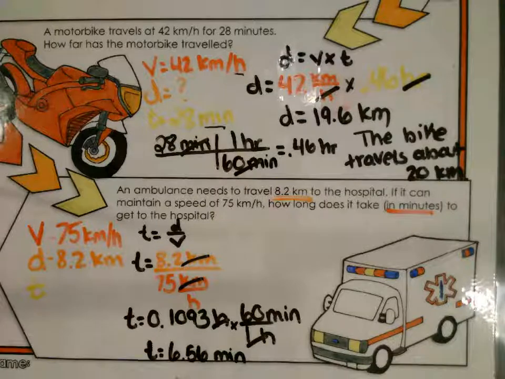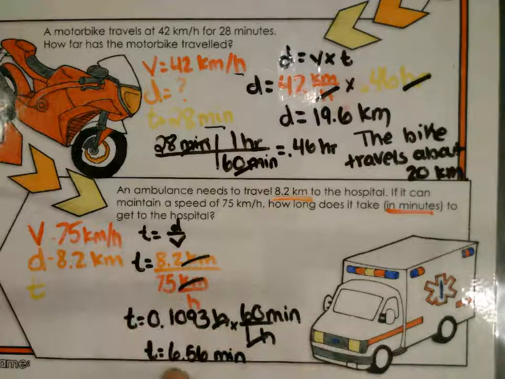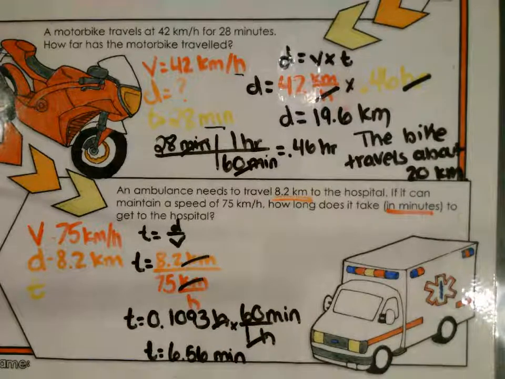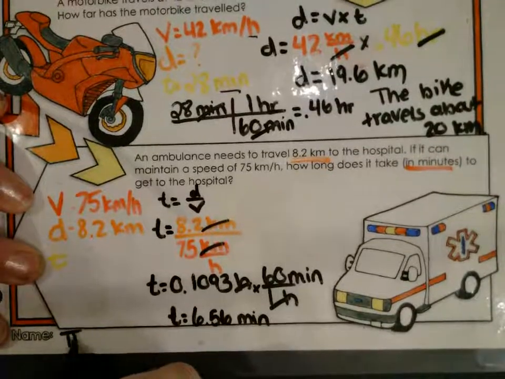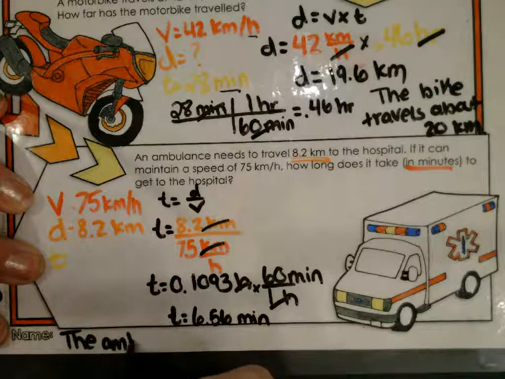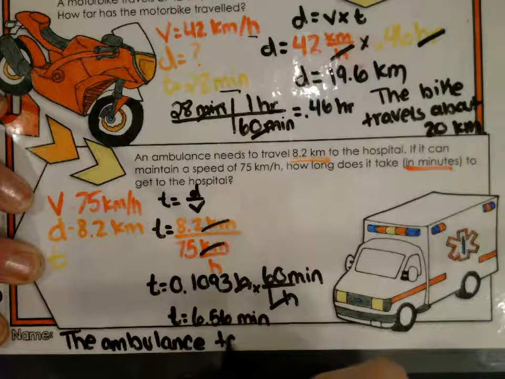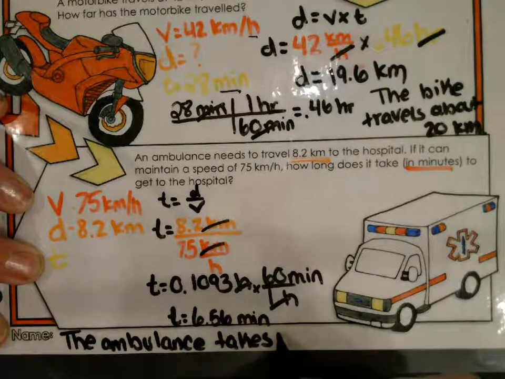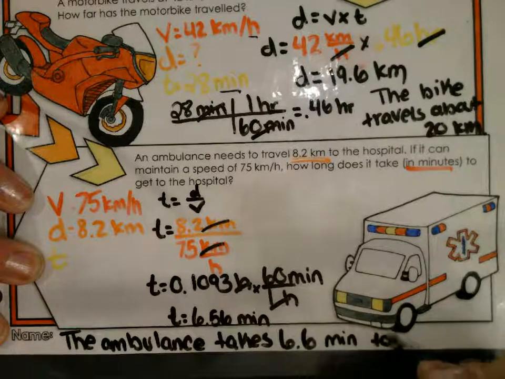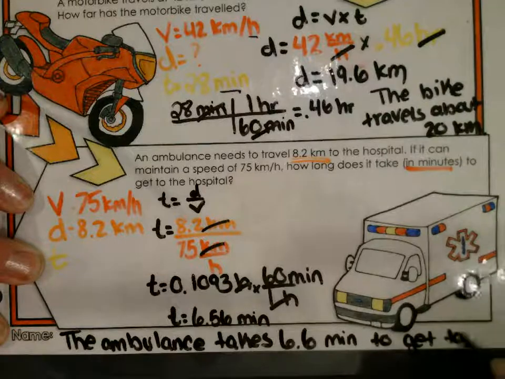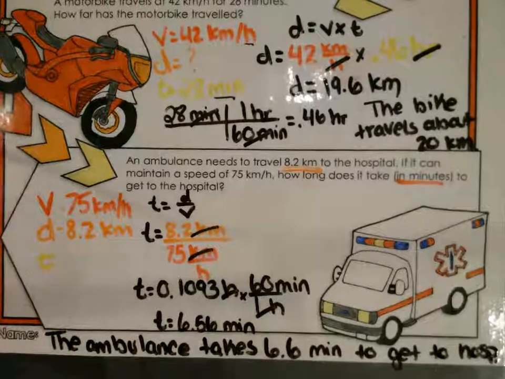But I'm still not done yet, because when I look at my math up here, we have 2 sig figs and 2 sig figs, and this is 3 sig figs. So let's write a sentence and answer the problem. So my sentence is going to say, the ambulance takes 6.6 minutes to get to the hospital. So now I'm done with this problem.